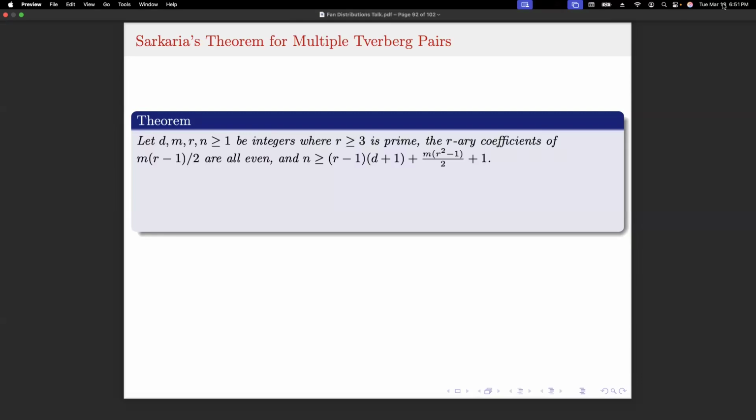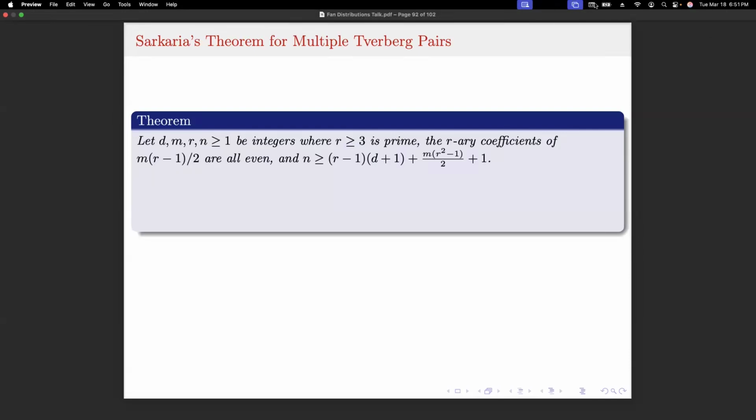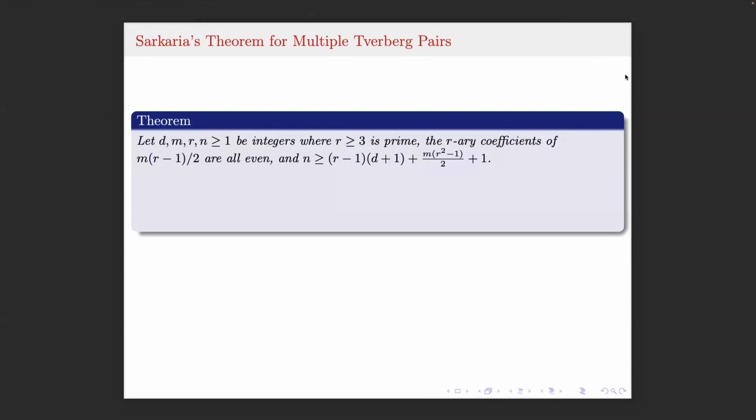So we have d, m, r, and n are integers at least one. R greater than 3 is prime, no longer a prime power, just prime. And let's suppose that when I look at the R-ary coefficients of m times r minus 1 over 2, they're all even. So in that expansion, they're all even. And then I'm going to let n be at least as big as, instead of r minus 1 times d plus 1 plus m plus 1, m times r squared minus 1 over 2. Essentially, this is just so the number of conditions matches the target space when we go into the equivariant topology of the situation.